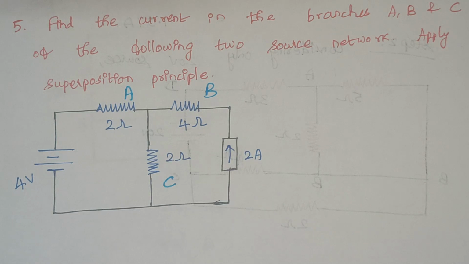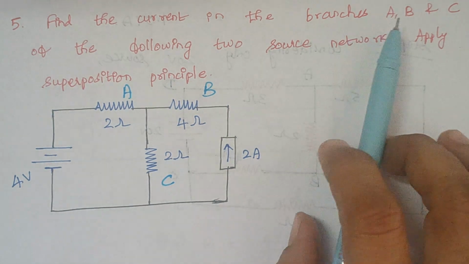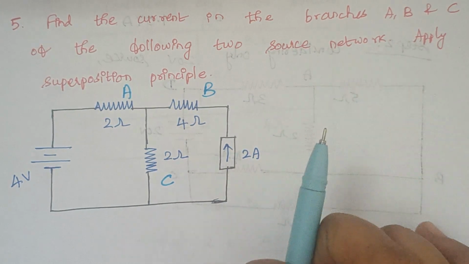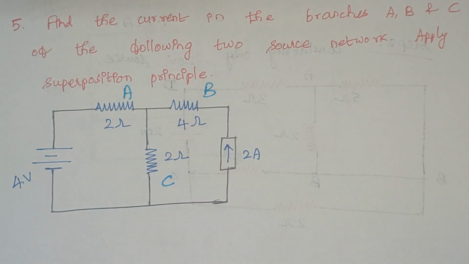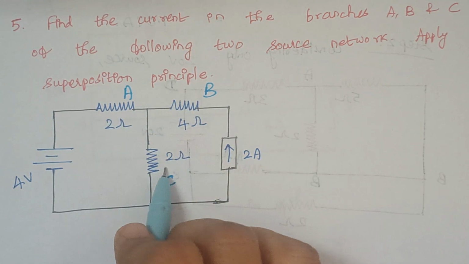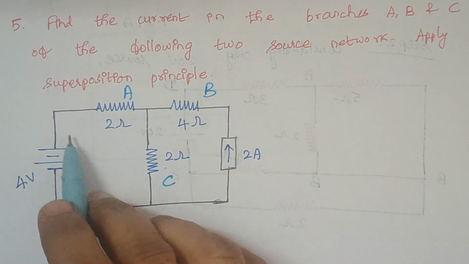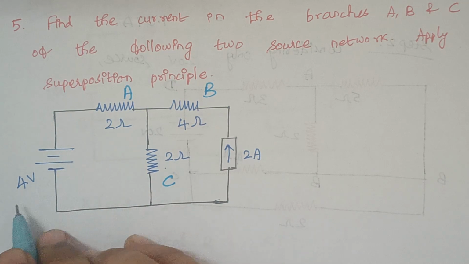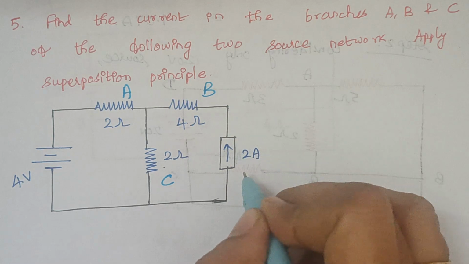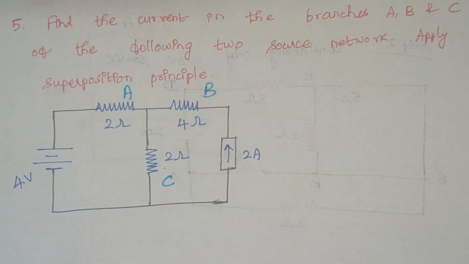So the problem is, find the current in the branches A, B and C of the following two source network. Apply superposition principle. So this is our given problem and the branches are A, B and C, right. So one is provided with a voltage source of 4 volt and another one is provided with a current source of 2 amps here, right.